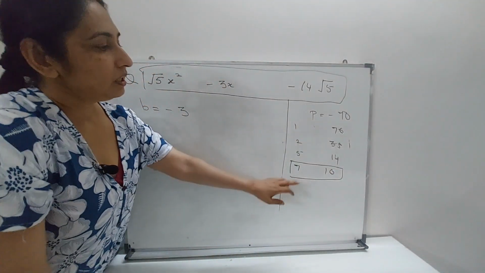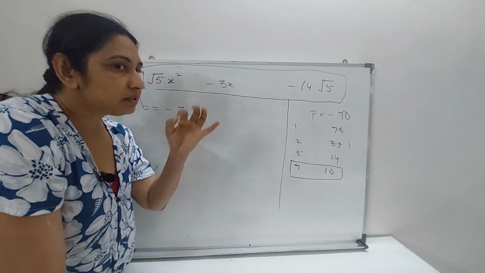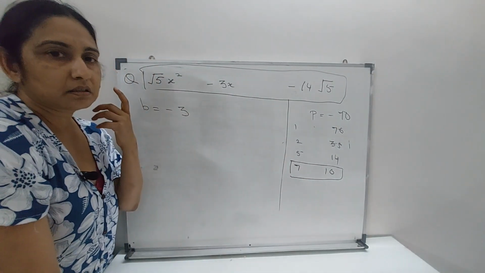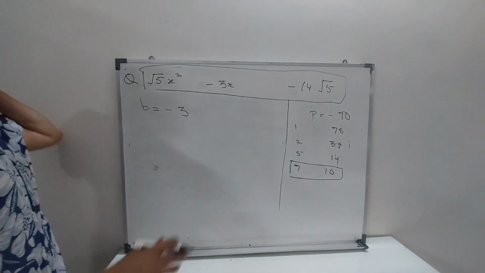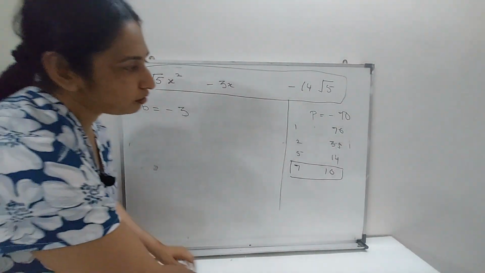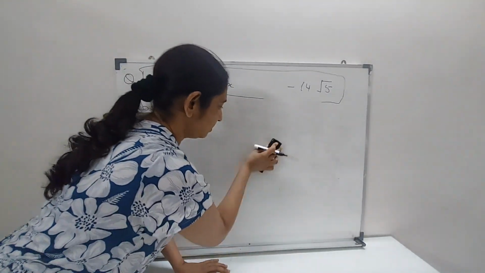Did you see? If I add these, it is giving me 17. But if I subtract them, it is giving me the number 3. So that is the combination of factors of interest, 7 and 10. Now we'll do the details.